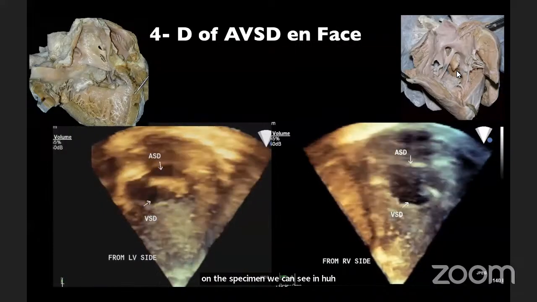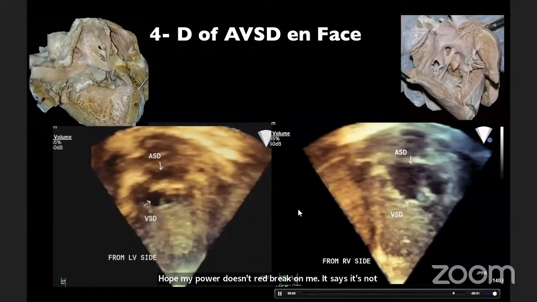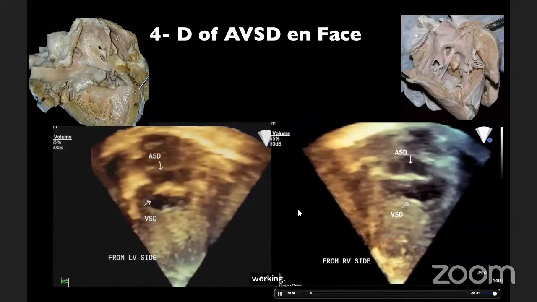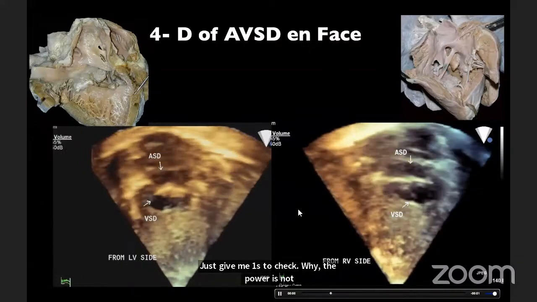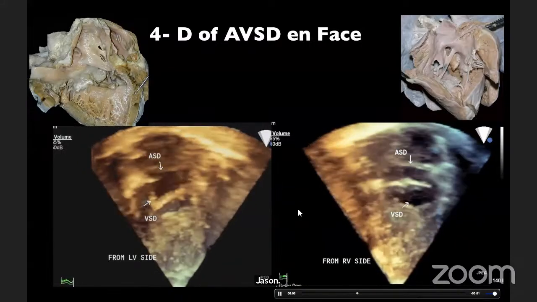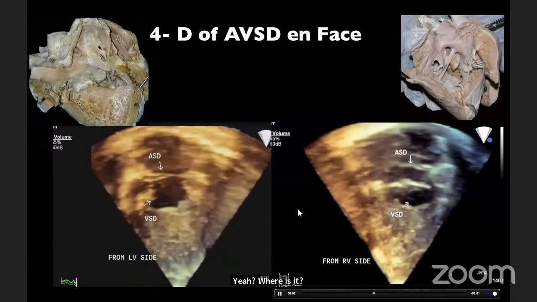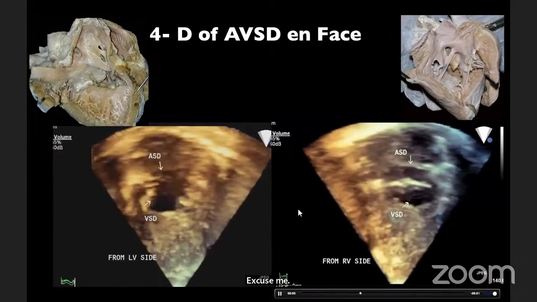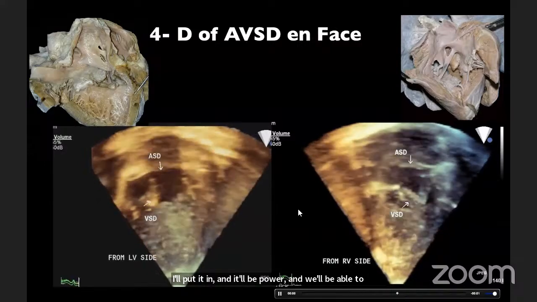What's going on here. I hope my power doesn't break on me. It says it's not working. Just give me 1 second to check why the power is not working on this specimen. Oh, it's come out. Yeah, where is it? Excuse me, 1 moment. I'll put it in and there'll be power and we'll be able to carry on with this presentation. Okay. Thank you.